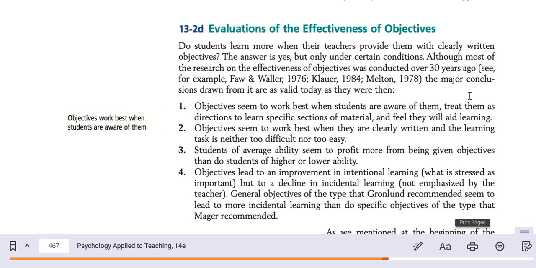Objectives lead to an improvement in intentional learning, what is stressed as important, but to a decline in incidental learning, not emphasized by the teacher. General objectives of the type that Gronlund recommended seem to lead to more incidental learning than do specific objectives of the type that Mager recommended.